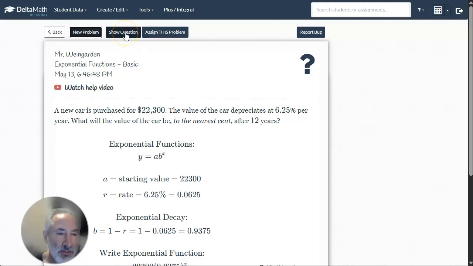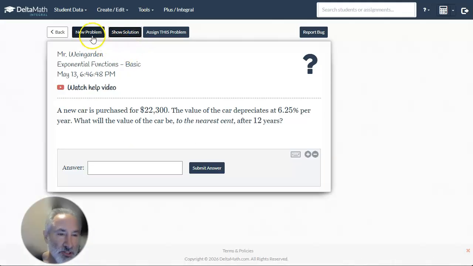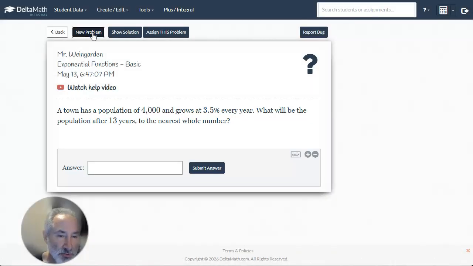So let me go ahead and let's back up. Let's go show a question, and let's take a look at one that grows. So in this case, we're going to use a formula. It's going to take just a second for my little pen to show up here. And because it's growth, we'll use the formula y equals a times 1 plus r to the power of, in this case, because it's growing over years, over time, we'll say to the power of t. And then we just need to plug in the numbers.